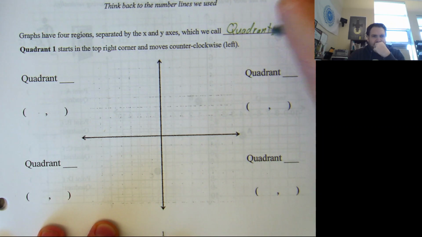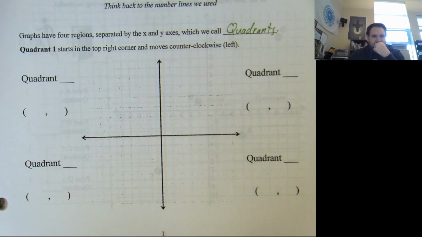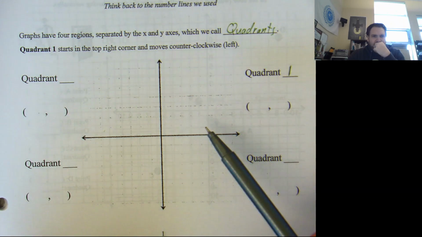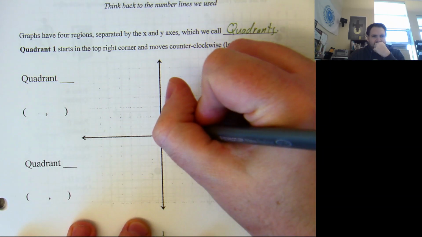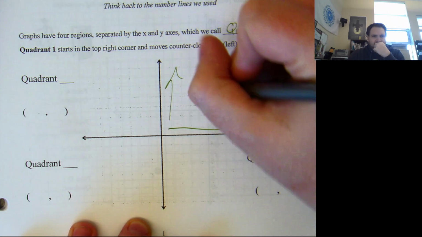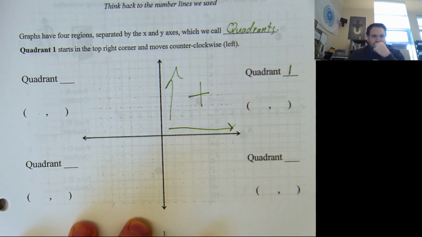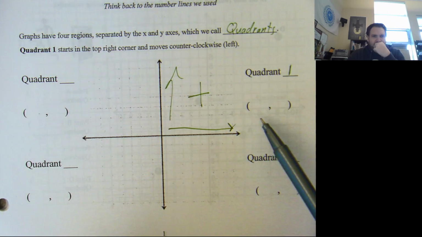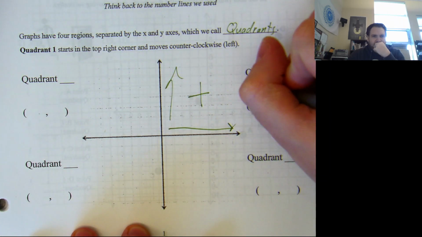Quadrants. The clock is working for those of you who don't know what time it is. I'm going to use this time, and you're going to have homework. So, quadrant 1 starts in the top right corner. In this quadrant, X's and Y's are both what? Positive. Both positive.